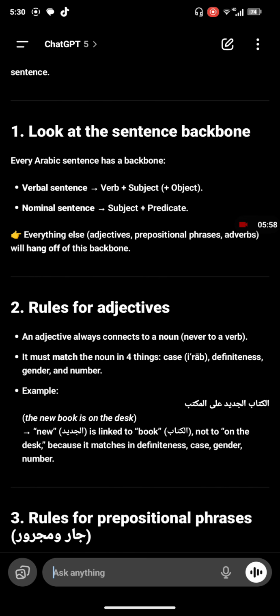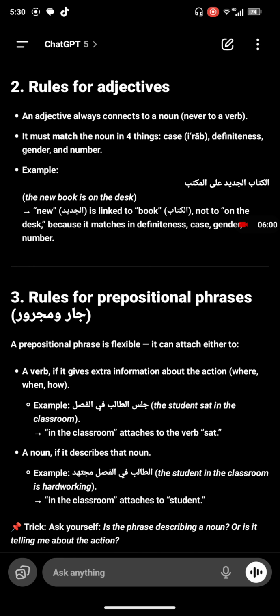So that was the first rule. Look at the sentence backbone. So know if it's a verbal or a nominal sentence. Rules for adjectives: an adjective always connects to a noun, never to a verb.